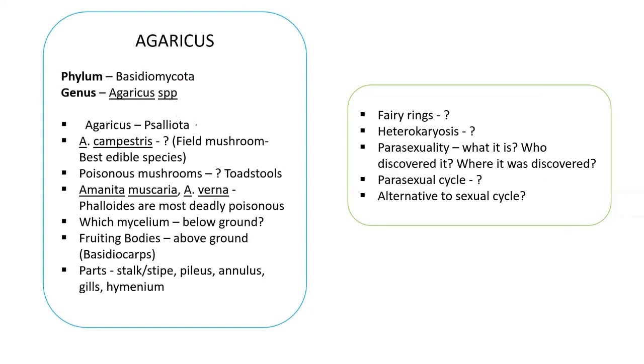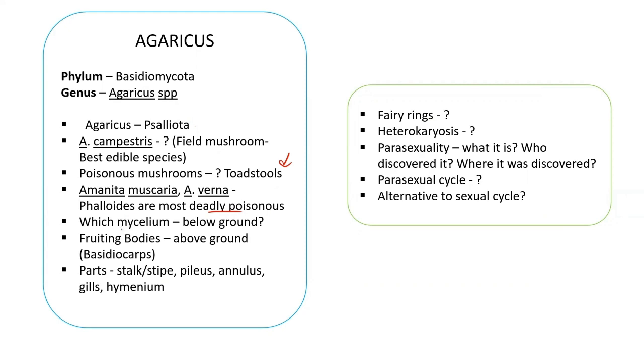It is also called Psalliota. Agaricus campestris is the best edible mushroom. Then what are the poisonous mushrooms called? They are known by the name toadstool. Amanita muscaria, Amanita verna, and Amanita phalloides are the deadly poisonous species of mushroom.